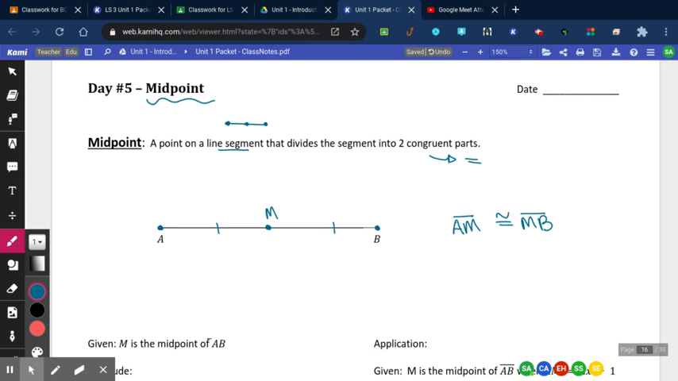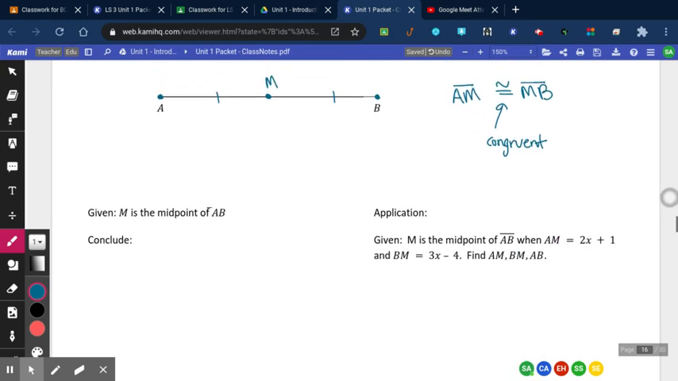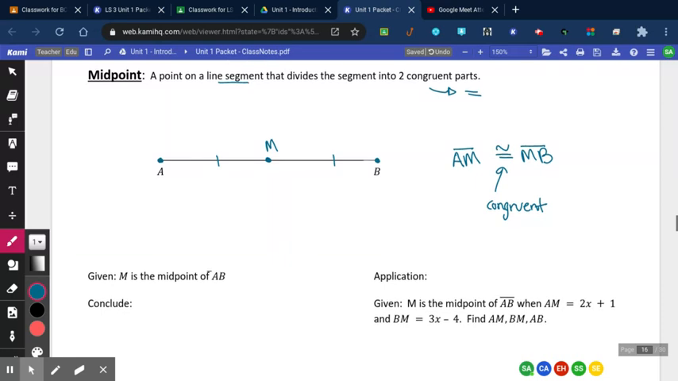Okay, we've talked about that notation. I have AM with my segment bar on the top, and this symbol means congruent, and then MB.